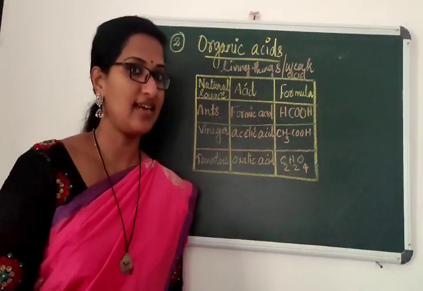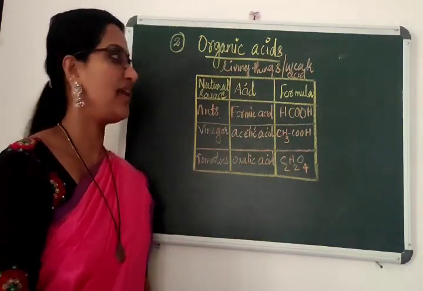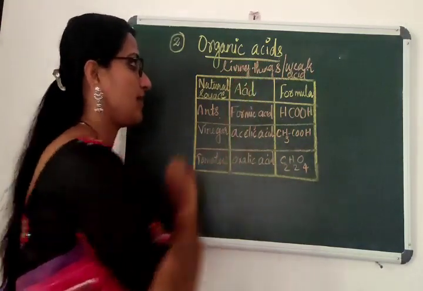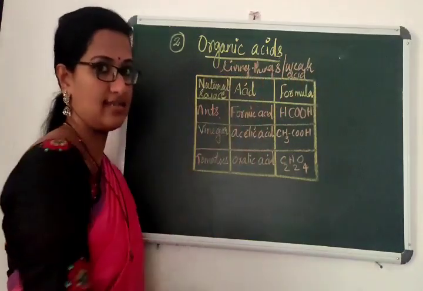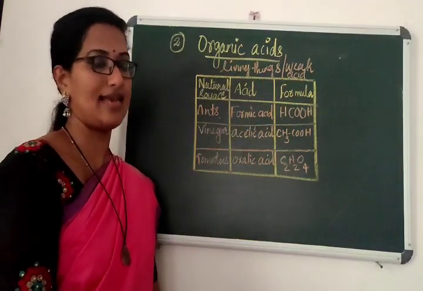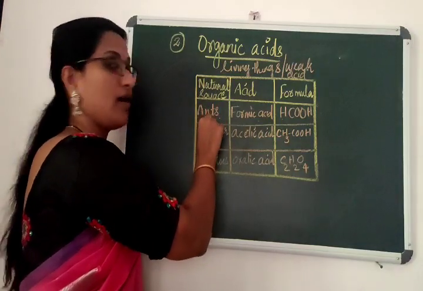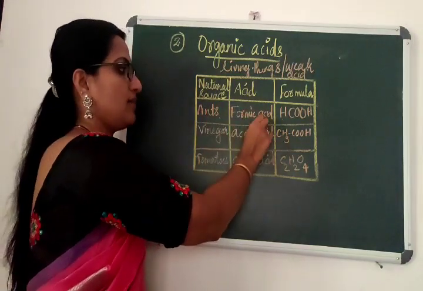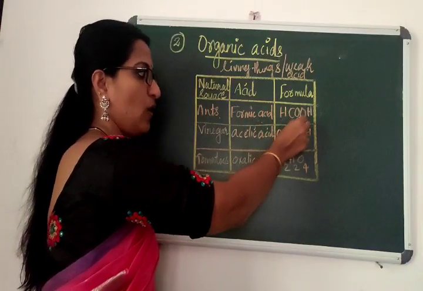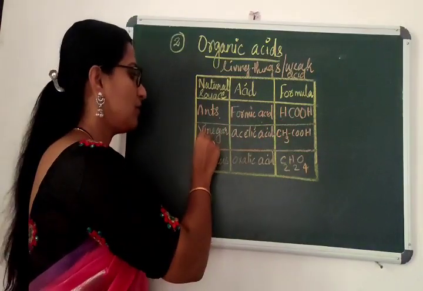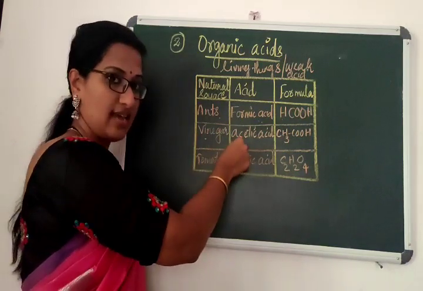Okay students, the second classification is the organic acids. Children, the organic acids are mainly obtained from living things. These organic acids are weak acids. They are not as dangerous as mineral acids. For example, from the ants' body you get formic acid. The chemical formula of formic acid is HCOOH.